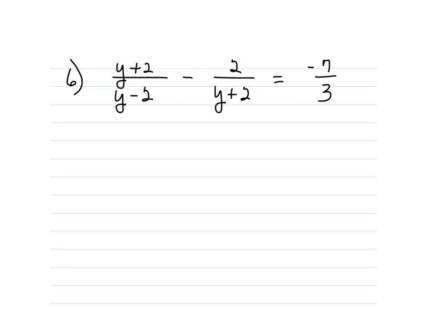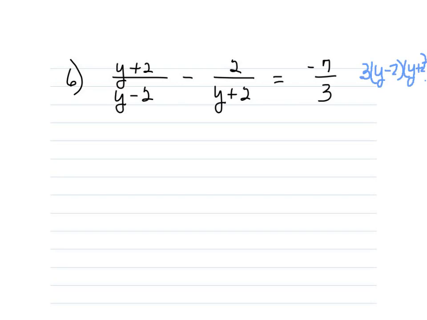Number 6. (y + 2)/(y - 2) - 2/(y + 2) = -7/3. Right? My least common denominator is 3 times (y - 2) times (y + 2). Okay?